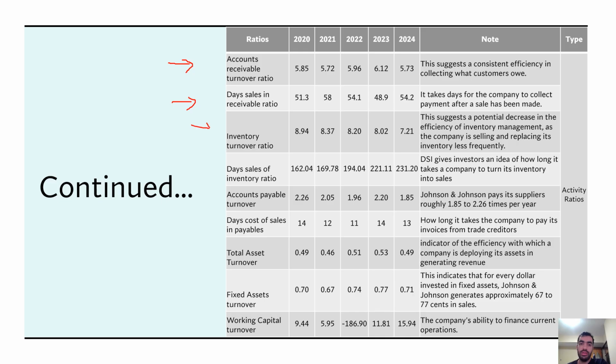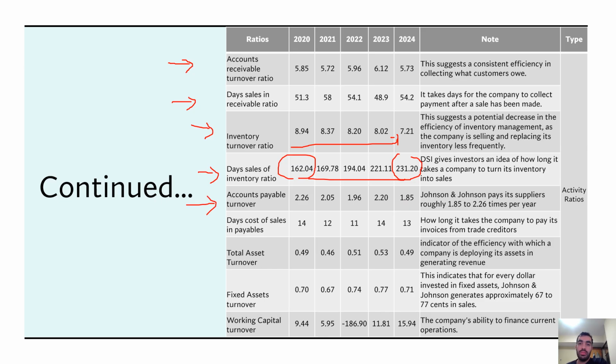If you look at the inventory turnover ratio, it gradually declined to 7.21, suggesting decreasing inventory management efficiency. We look at the days sales of inventory, which went from 162 days to 231 days. It means that Johnson & Johnson increased its holding period, tying up capital. Look at the accounts payable turnover.